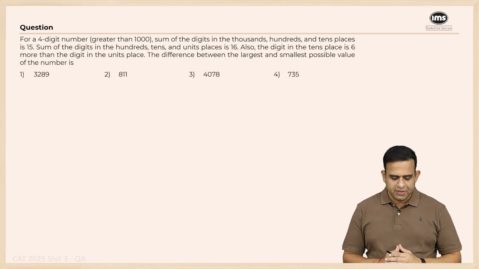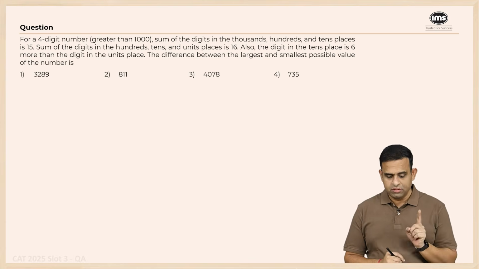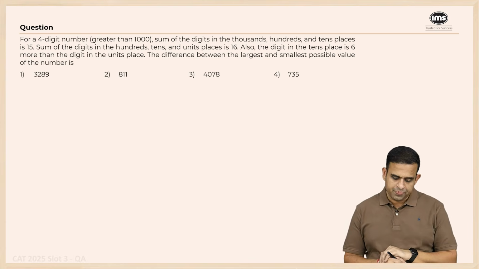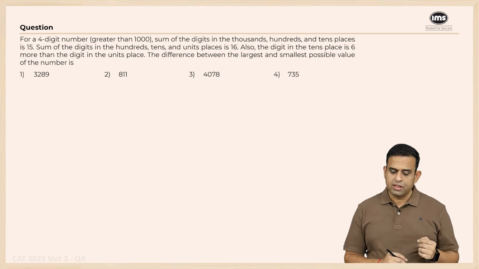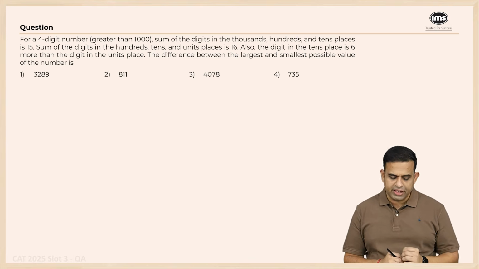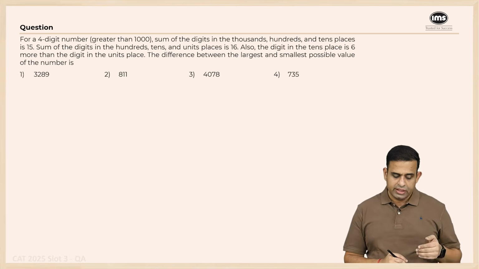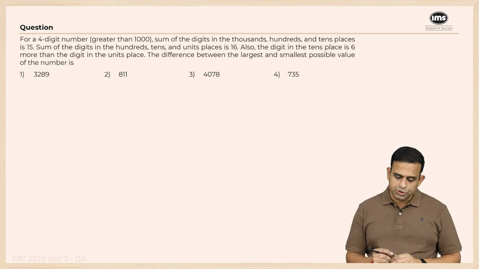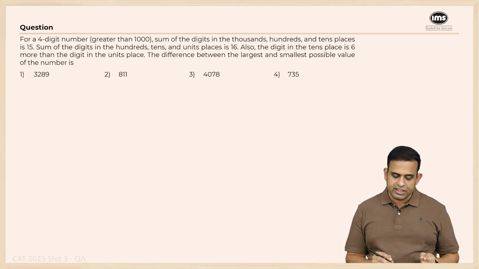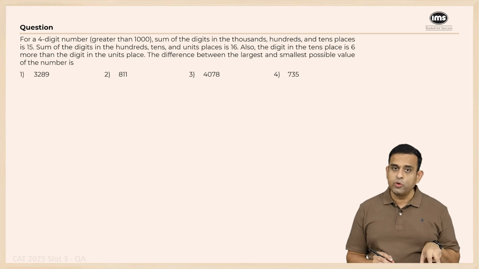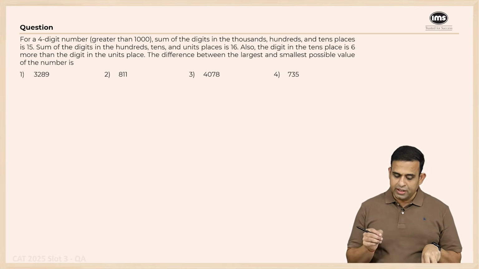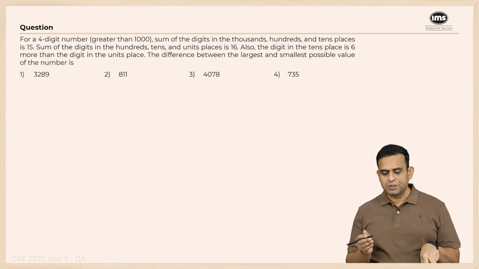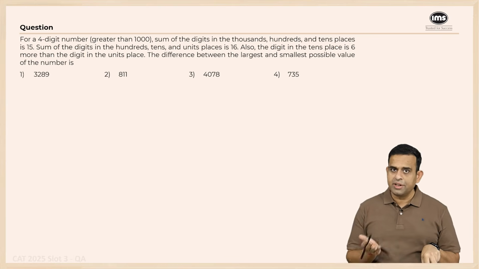In the next sum, it is given that for a 4-digit number greater than 1000, the sum of the digits in the thousands, hundreds and tens place is 15. Then they are saying the sum of the digits in the hundreds, tens and unit place is 16. Also, the digit in the tens place is 6 more than the digit in the unit place. The difference between the largest and the smallest possible value of the number is how much?